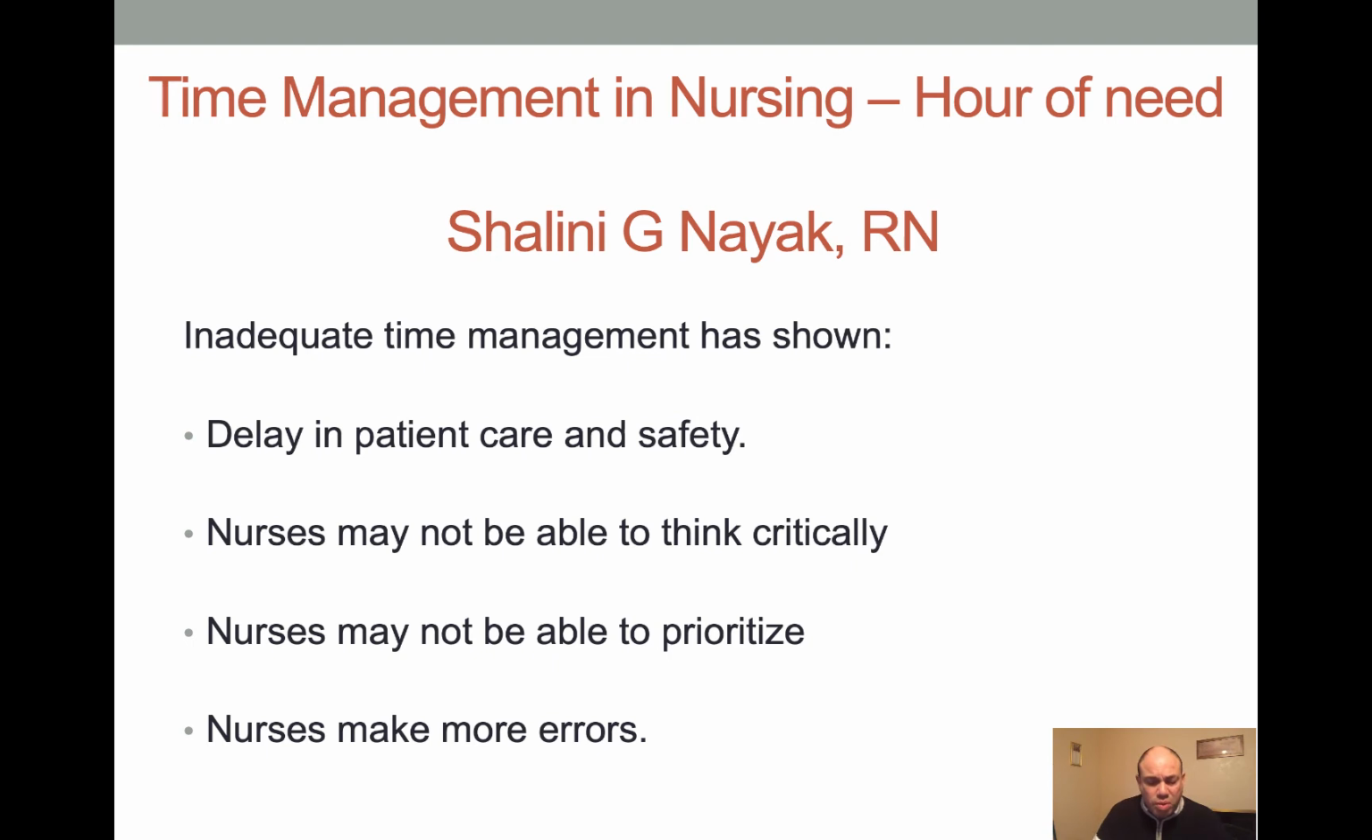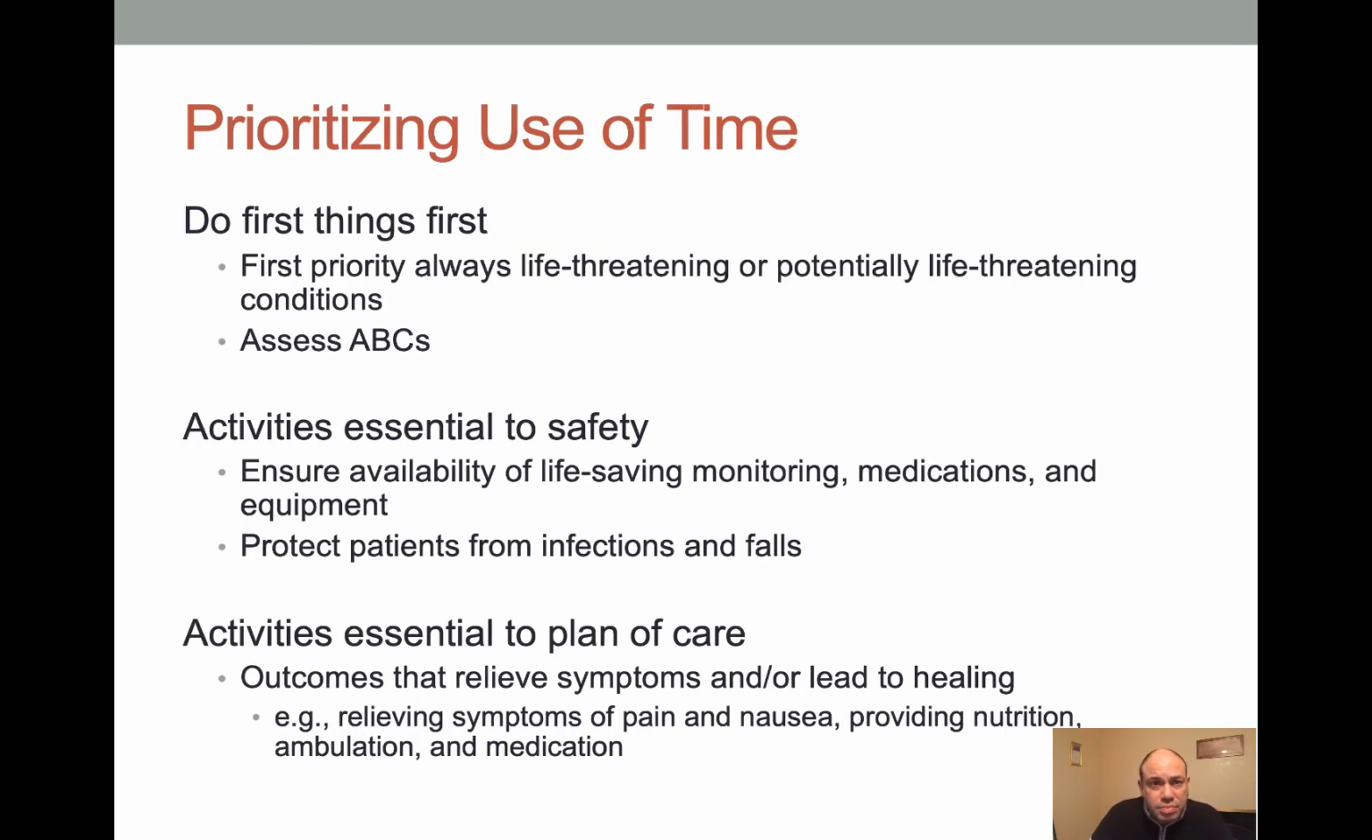And they struggle with prioritization, and then nurses make more errors. So this is supported: time management is very important, that we do these things, because we tend to make more errors when we don't. Some of the ways to learn how to prioritize is doing first things first. And so what that means is making first priority anything life-threatening or potentially life-threatening. These are your ABCs: your airway, your breathing, your circulation. If there's any patient of yours that those things are being affected, you want to see them first.